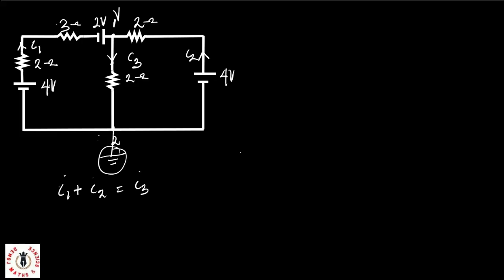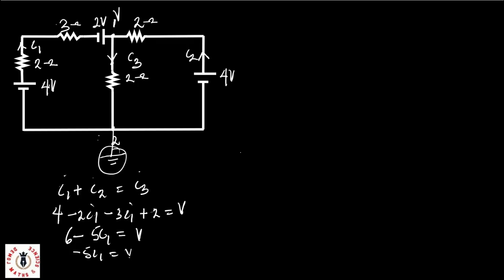Now for I1: 4 volts minus 2 I1 minus 3 I1 minus, now if you look at this cell, I'm going from the negative to the positive, so that becomes plus 2 volts, is equal to the potential at this point, V. So I have 4 plus 2 is 6, minus 5 I1 is equal to V. Collecting like terms, minus 5 I1 is equal to V minus 6, so that 5 I1 is equal to 6 minus V. Then I1 will be equal to 6 minus V over 5.